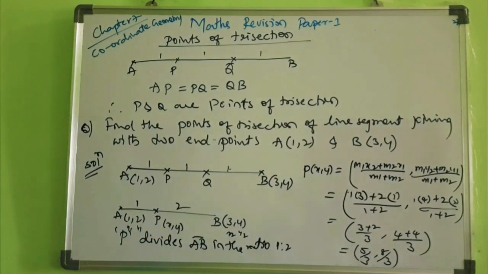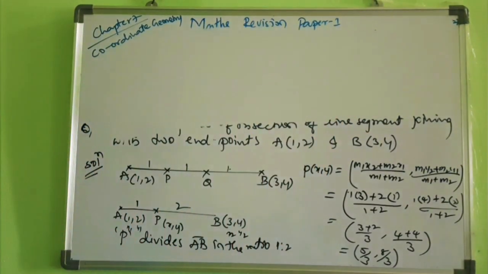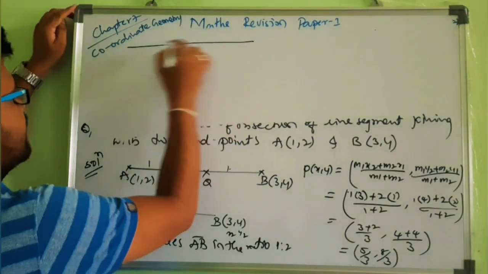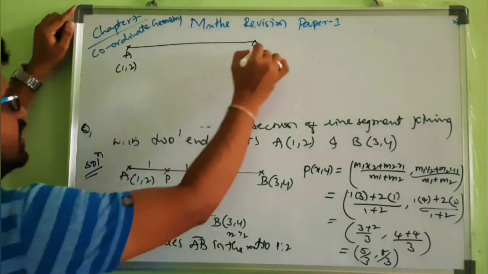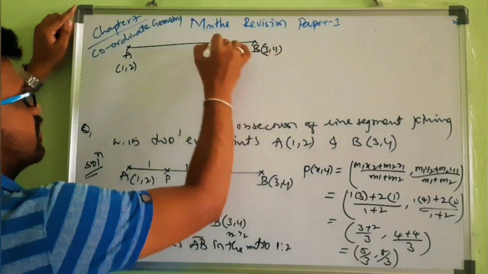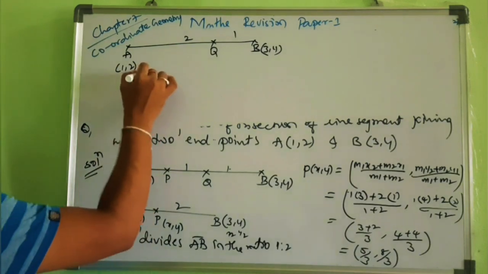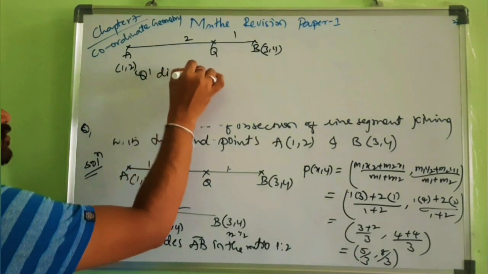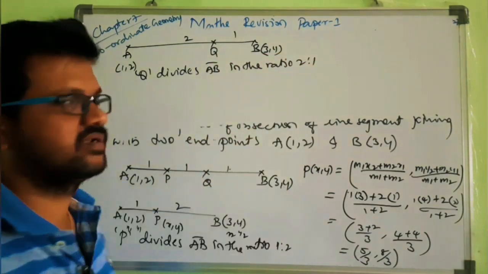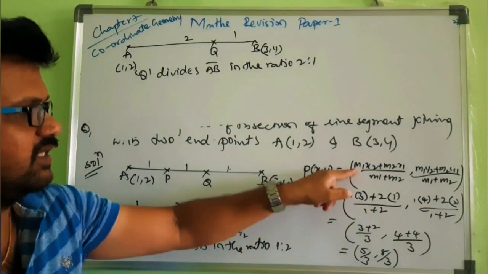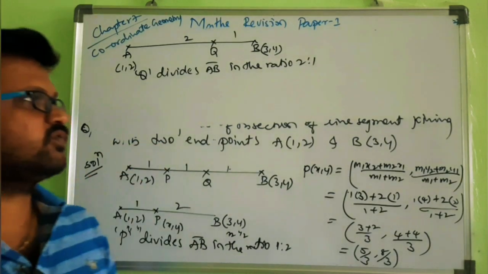Similarly, you have to find the Q value also. How to find Q? Same. Draw one more diagram now. A, B, A is (1, 2) and B is (3, 4), and here this is Q. Q divides AB in the ratio 2:1. Similarly, you can apply the same formula. Instead of taking 1:2, here we will take 2:1. This is points of trisection.